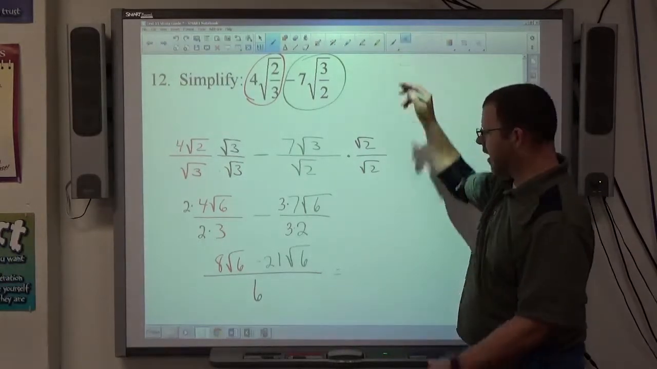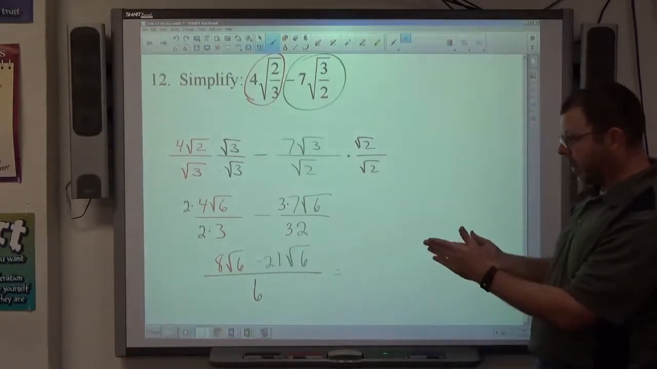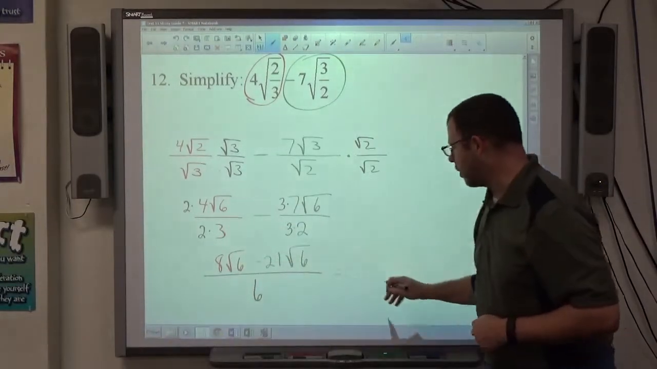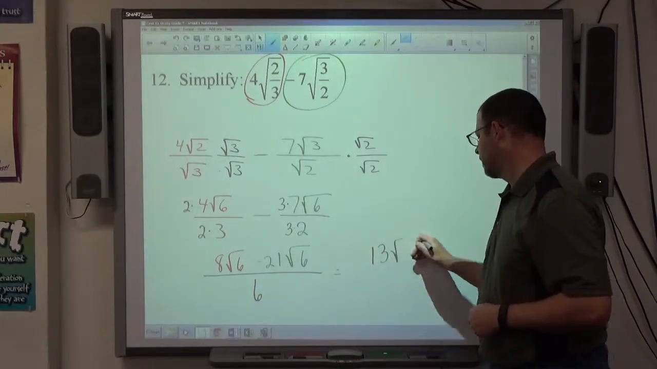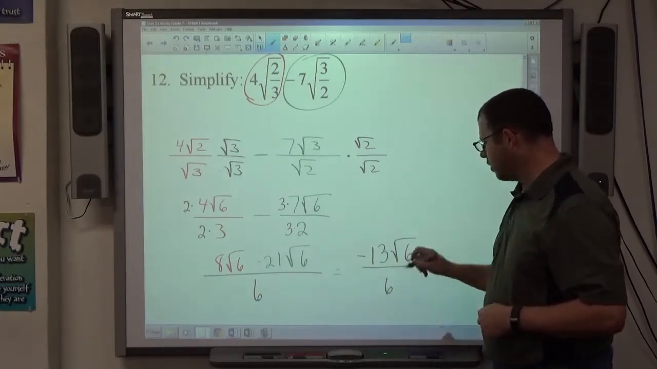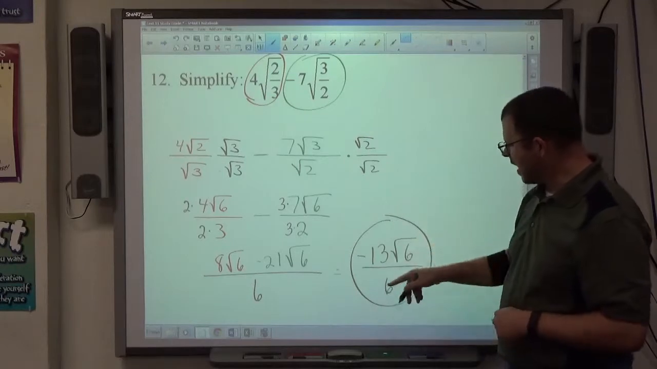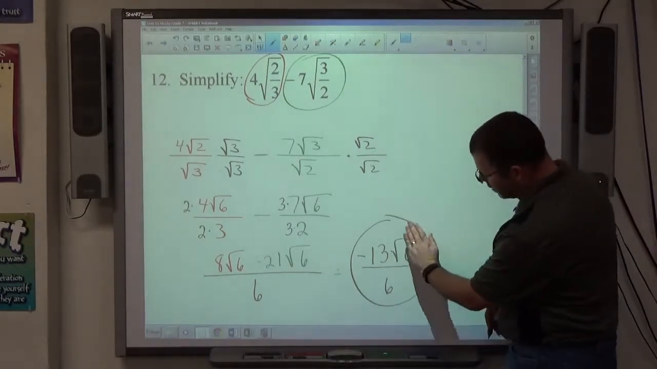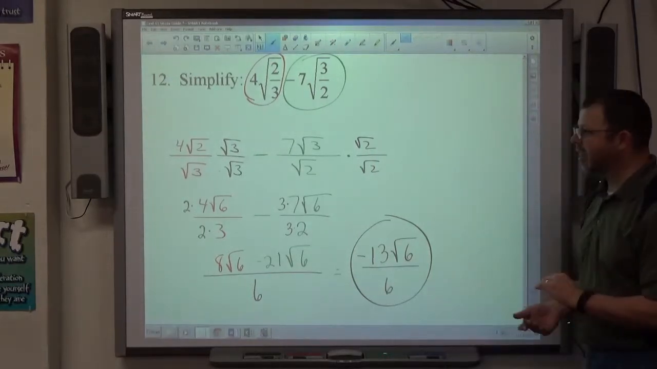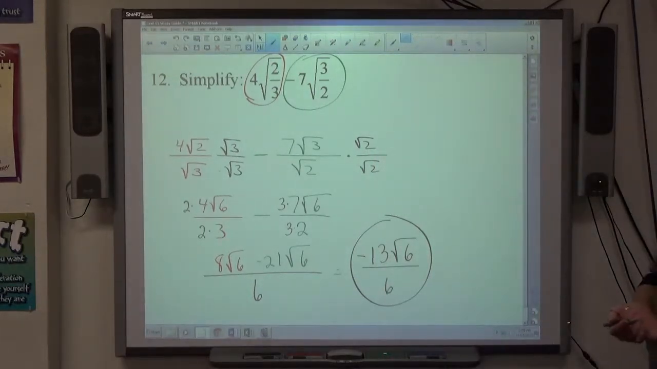So my final result now that I've got the common denominator created, I'm subtracting the tops, both containing square root of 6. 8 minus 21 tells me to subtract. 21 is bigger, so it's negative, and all that goes over 6. These don't reduce because this is inside, that's outside the radical. The only reduction possibilities happen here, but of course 13 doesn't divide by 6, nor do they have any common factors, so you can't do anything beyond that.